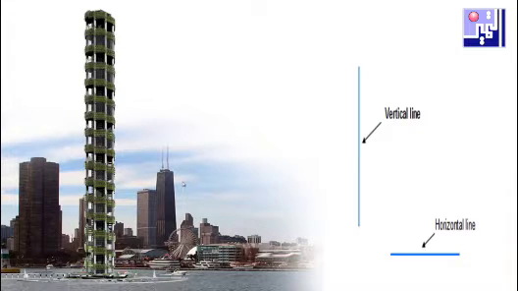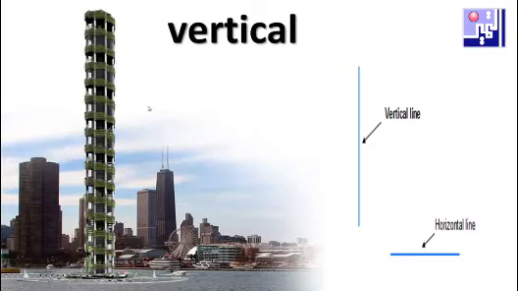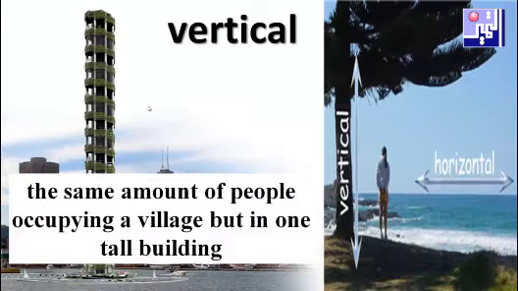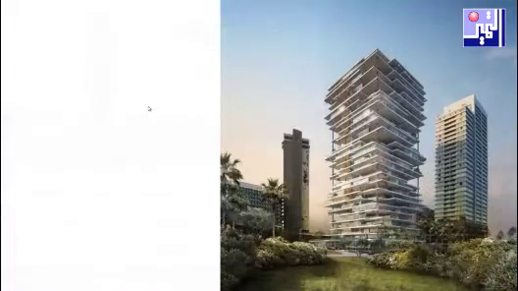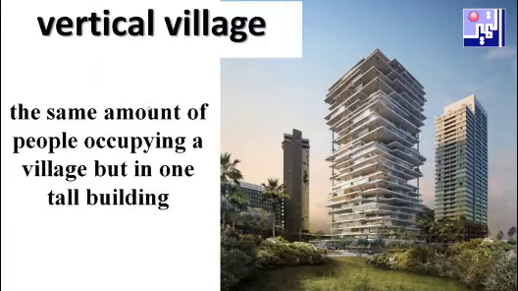Vertical. Before we take this word, we have a vertical line. This is a vertical line, and this is a horizontal line. So vertical means upright. Then we have vertical village: the same amount of people occupying a village, but in one tall building, as you see in this photo here. Okay. After that, we have the next word.